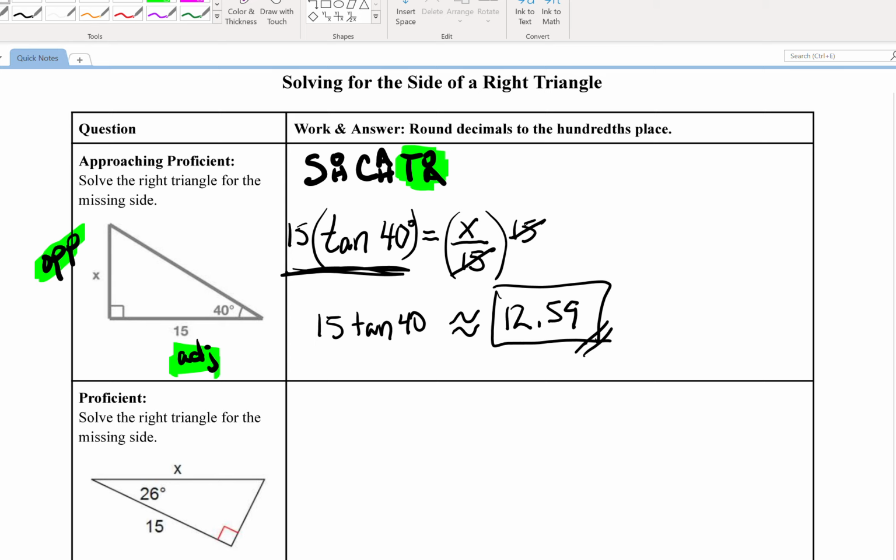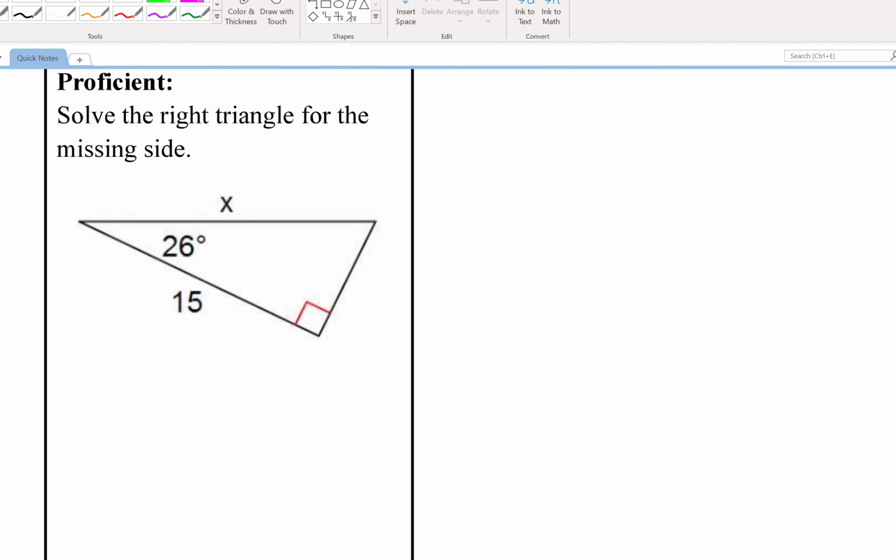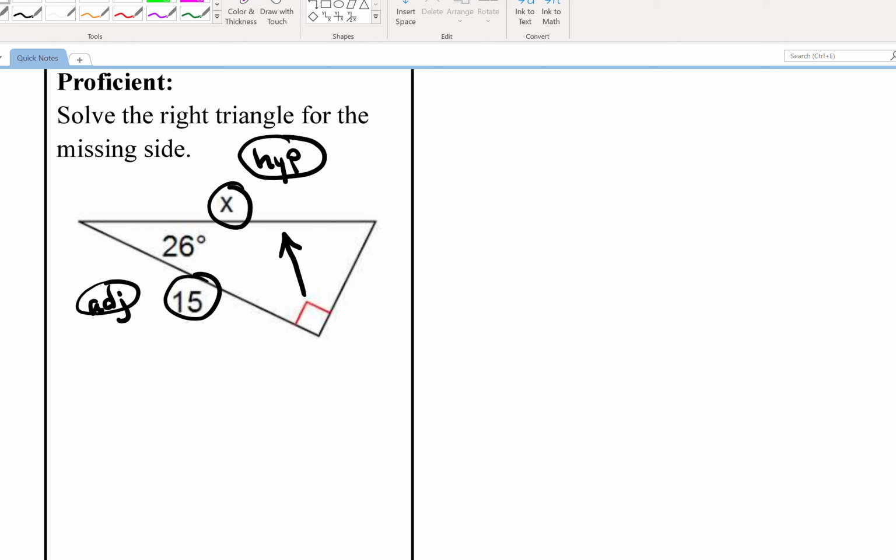All right, on this proficient one, it says solve the right triangle for the missing side. Once again, here's the angle. We've got this side over here now is the one we're looking for. This is what we know. So we'll worry about labeling those two. This side is opposite the right angle, which means this is our hypotenuse. And then the side that's just right next to that angle, 26 degrees, is that 15. And that's next to, remember, means adjacent. So we've got opposite, we've got hypotenuse, and we've got adjacent.